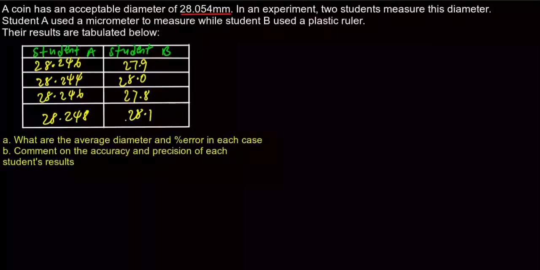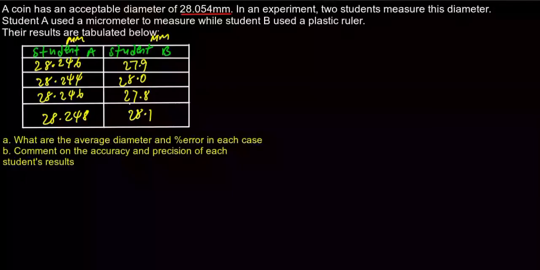Now take note of something. You can observe that they actually use different instruments. Look at this one. We have three decimal places in millimeter. Why does this one have just one decimal place? So this is a ruler and this is a micrometer screw gauge. What are the average diameter and the percentage error in each case?